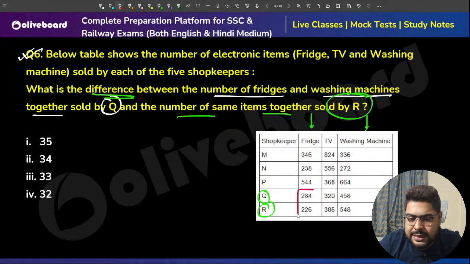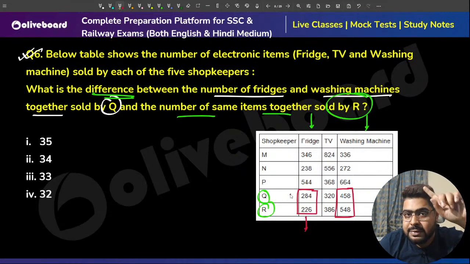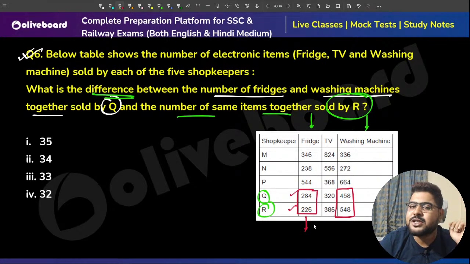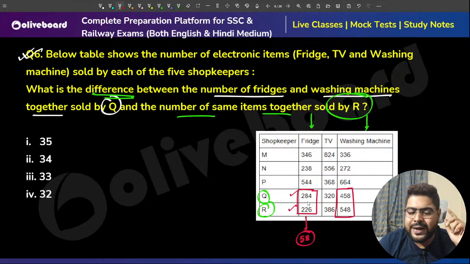Keep one simple thing in mind. If you do the subtraction, that means I'm figuring out which is bigger and which is smaller. 284 minus 226. So this is 58. How did I calculate it? 226 means 2 less than 60, and 284 to 226 gives 58.